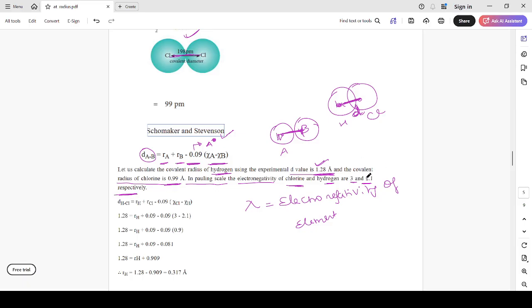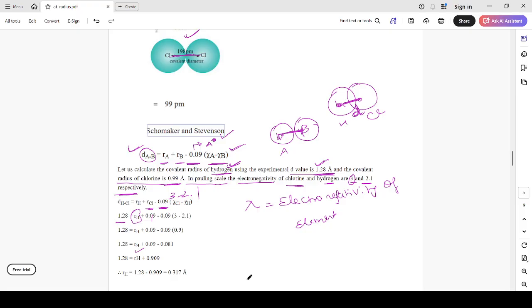We have to calculate the covalent radius of hydrogen, so use the Stevenson formula. The d value is provided, 1.28. You are asked to calculate the radius of hydrogen. The radius of chlorine is provided, 0.99. You can just substitute the values provided here, minus 0.09 times chi of Cl, which is 3 minus 2.1. From there, calculate the RH.